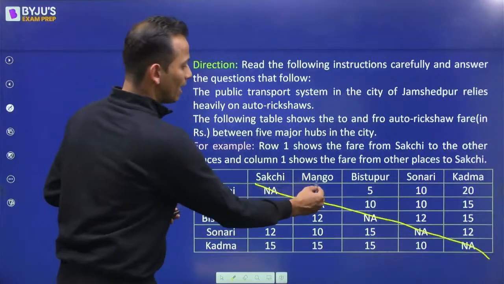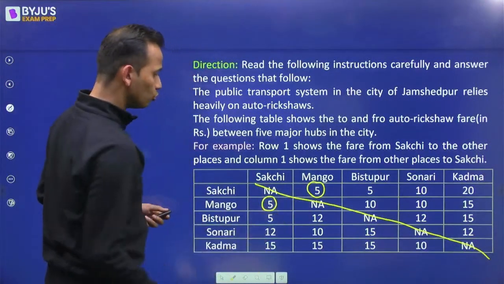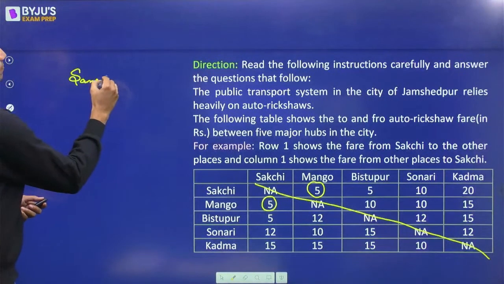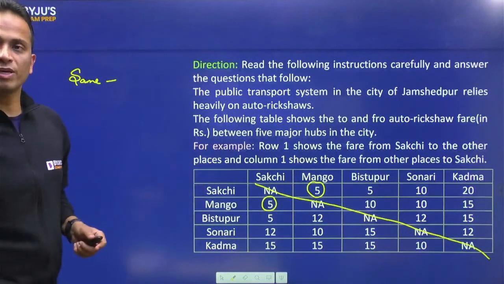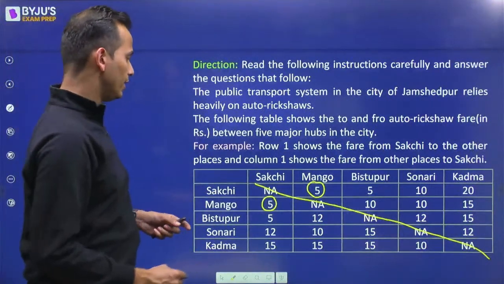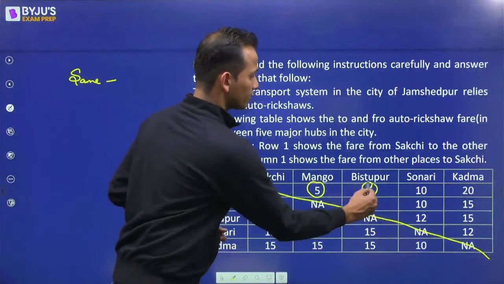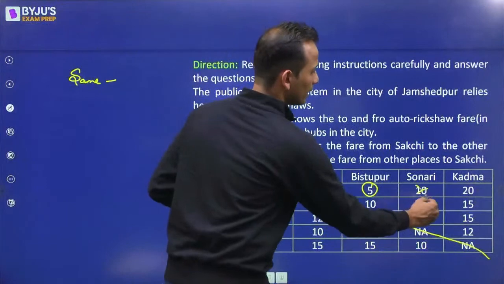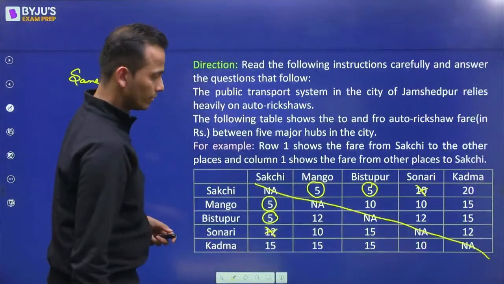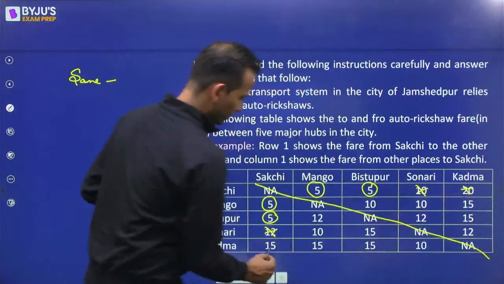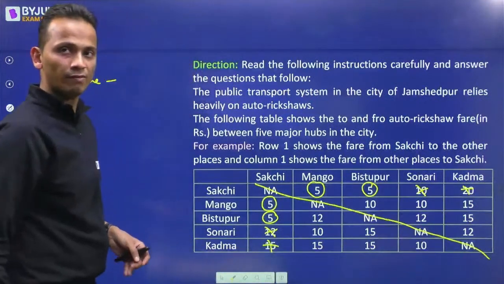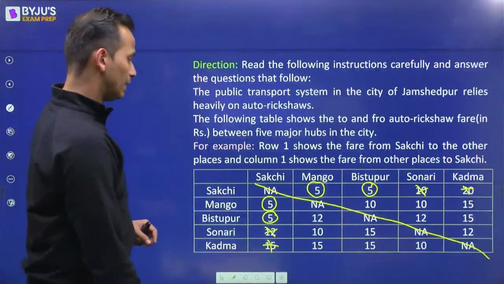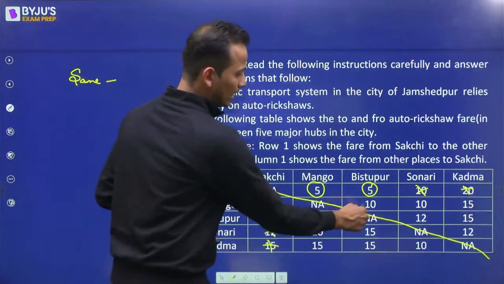Now Sakchi to Mango and Mango to Sakchi, this is same. Okay. So I'll mark all of them which are same. Then this and this, they are same. These are different. Okay. This is also different. Lovely. Done. So two same and two different. Clear?